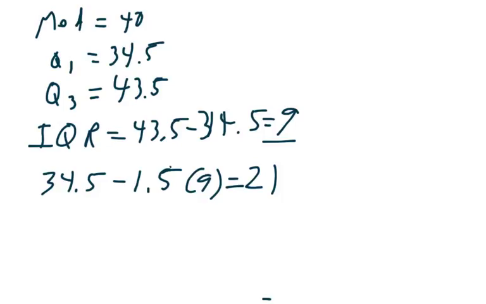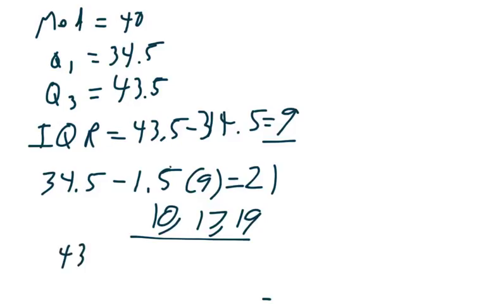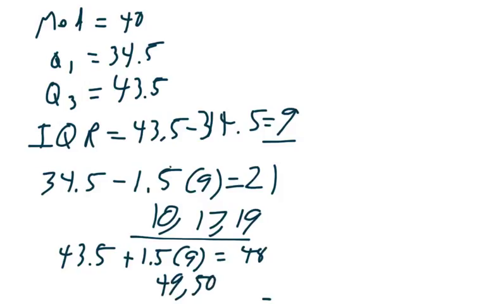Sorry about that. So the person who guessed that I was 10, the person who guessed that I was 17, and the person who guessed 19 are all outliers. If I do 43.5 plus 1.5 times 9, that gives me an answer of 48. So whoever guessed that I was 49 or 50, those would also be outliers. So we had 3 on the low end and 2 on the high end for my outliers.